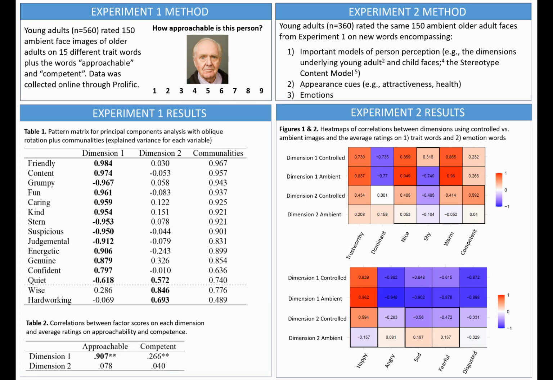These two heat maps on the screen here compare the two dimensions for controlled versus ambient images. If we look at the top two rows of each, we can see that dimension 1 is very similar across image type. However, when we look at dimension 2, we can see that there are quite a few significant differences between controlled and ambient images.